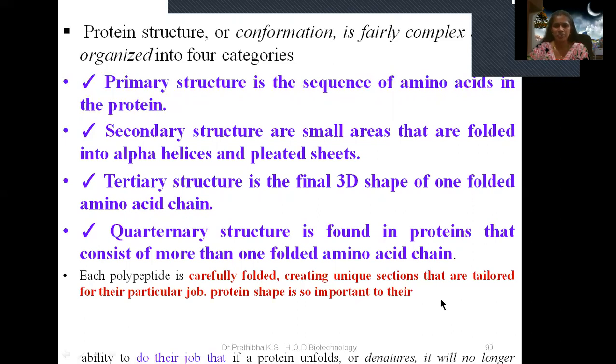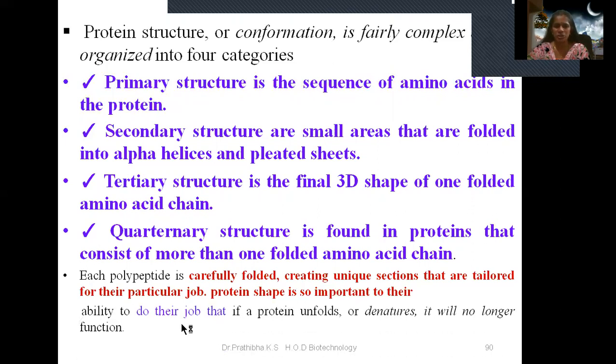Protein shape is so important to their ability to do their job that if a protein unfolds or denatures, it will no longer function. What happens in denaturation? The peptide bonds are not broken down by the denaturing agent. Only the secondary bonds like disulfide bonds, hydrogen bonds, hydrophobic bonds, and salt bridges will be broken down, which leads to a linear polypeptide chain. It means the folding of the protein molecule is opened and it becomes an unfolded protein, which will lose its biological functions.